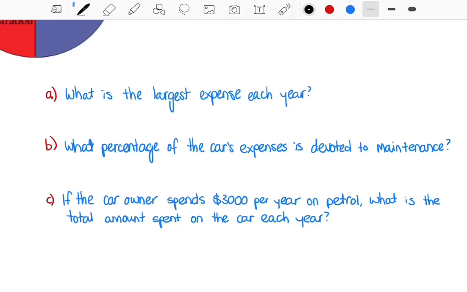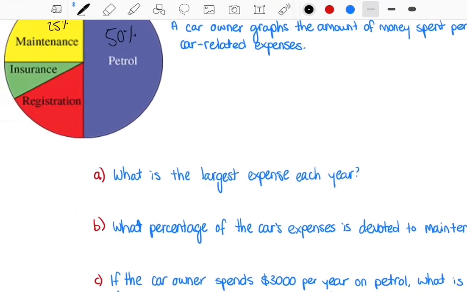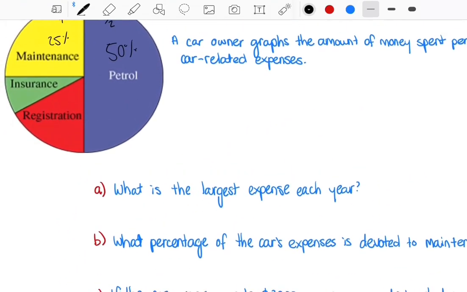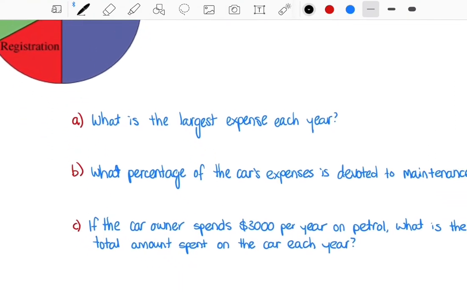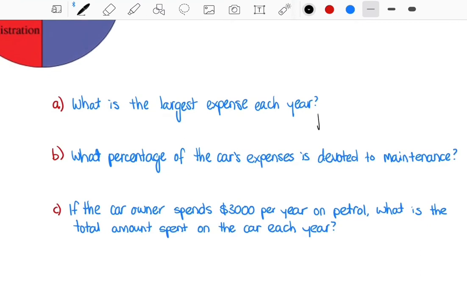So if we go up to our first question, what is the largest expense? And straight off, we can simply say petrol because it takes up half of the graph. So I'm simply going to write petrol.